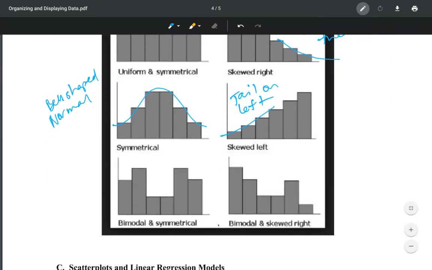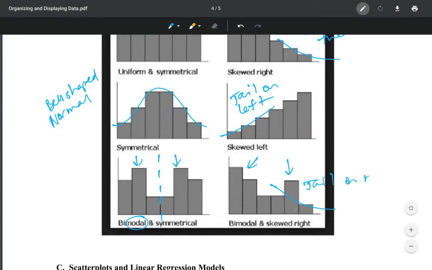This one is bimodal. Mode is the most frequent, and we've got 2 modes here, but it's still symmetric. If I draw a line down the middle, it looks the same on either side, so still symmetric. Bimodal and skewed right. So we have 2 groups where my students are landing, so bimodal, but it's skewed to the right because even though we have that bimodal, we can still see this tail behavior on the right.